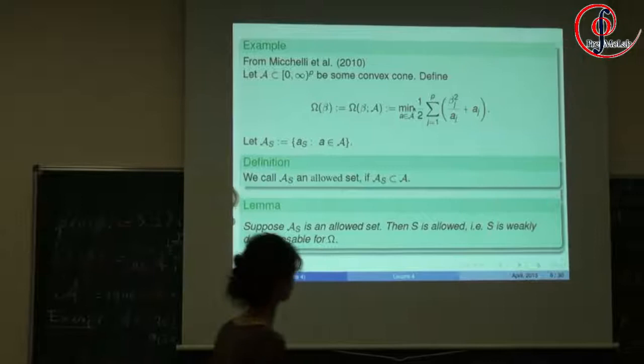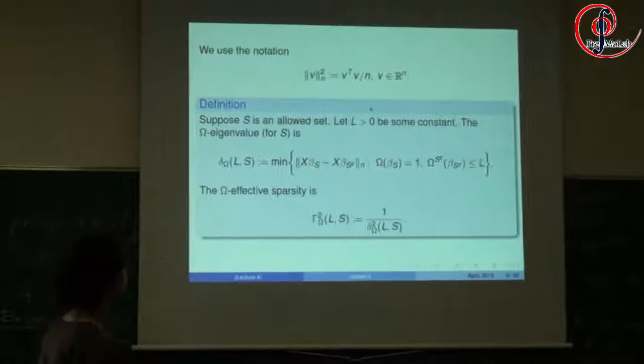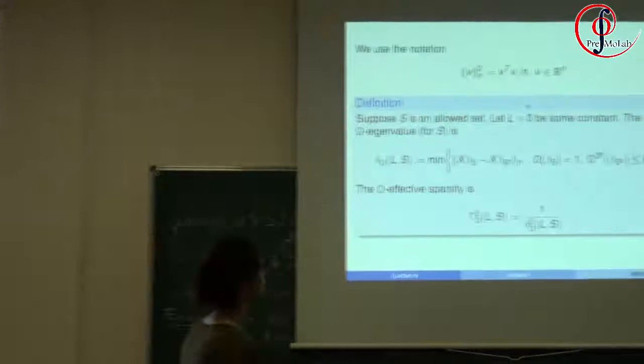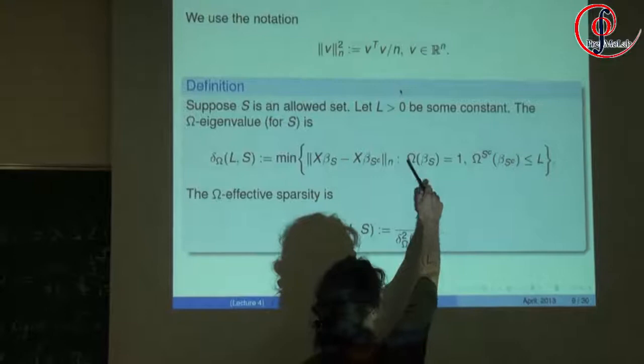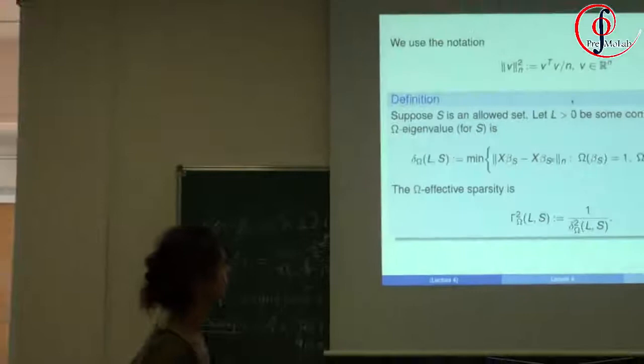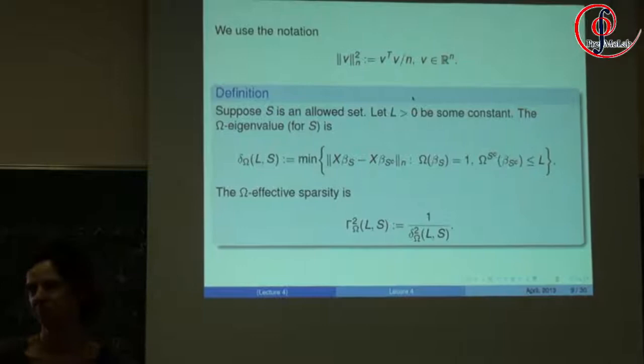Now the notation is as before. Then we need those compatibility constants or restricted eigenvalues. It's exactly as for the lasso, except that now we have this new norm. So it used to be the L1 norm equal to 1 and the L1 norm less than or equal to L. But now we have a different norm, but otherwise it's the same object, and I don't put a square root of S here now, and I call it something different because, well, it's just history.